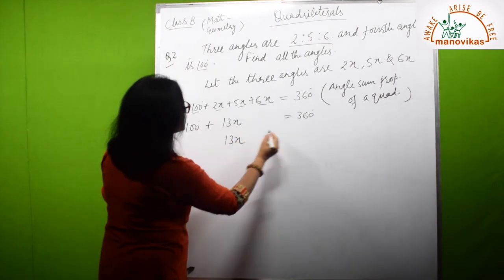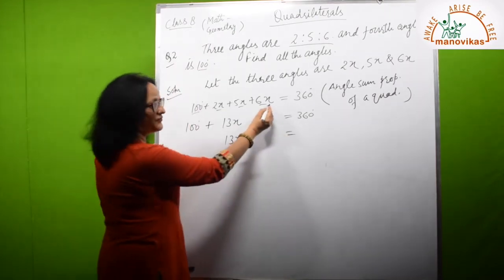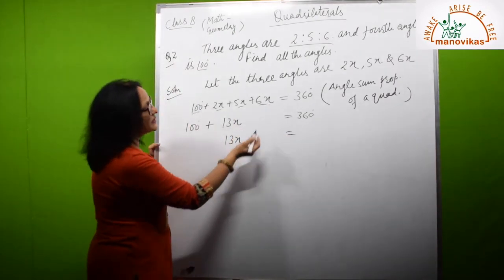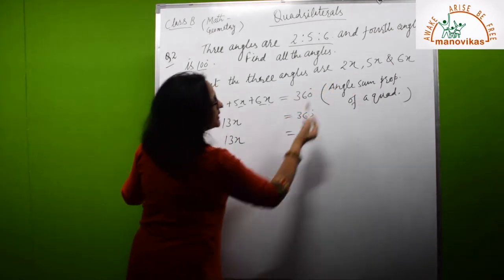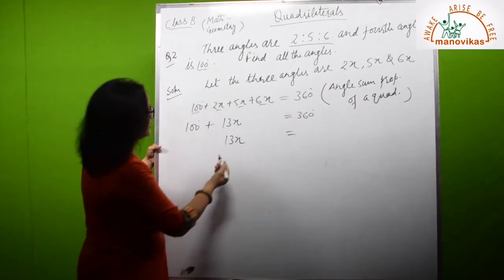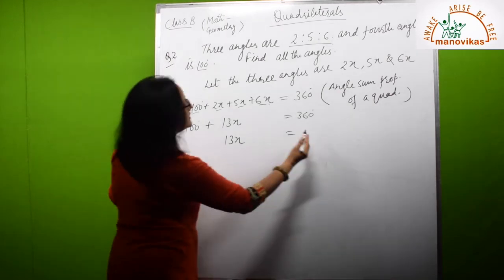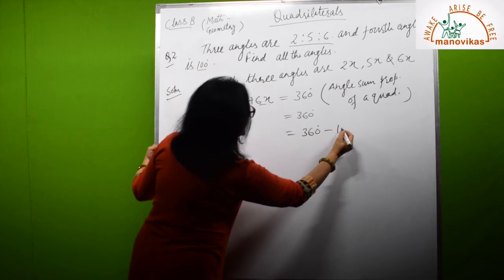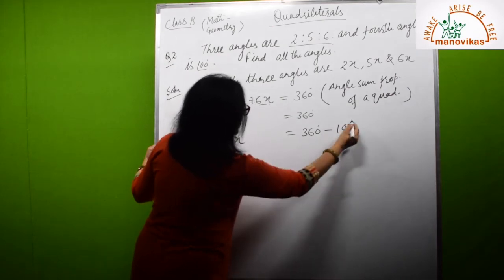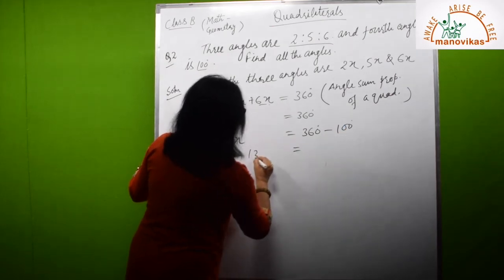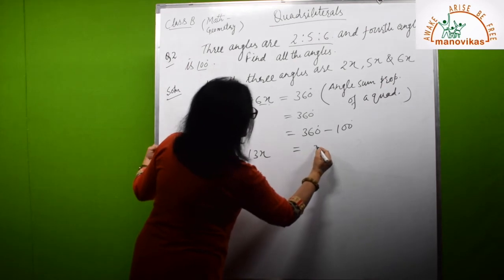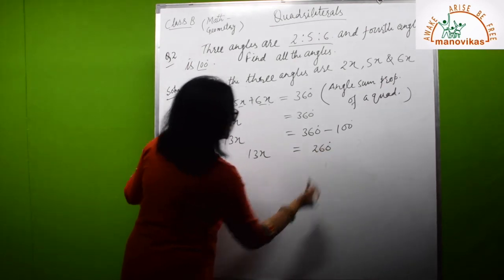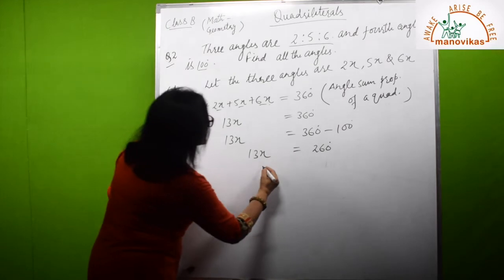So 13x, because we have to find the value of x. When we get x, you put the value of x here, and you will get the measure of each angle. So for 13x, we will shift 100 to the other side. So 360 is already there and 100 we will subtract. So 13x is equal to 260 degrees.